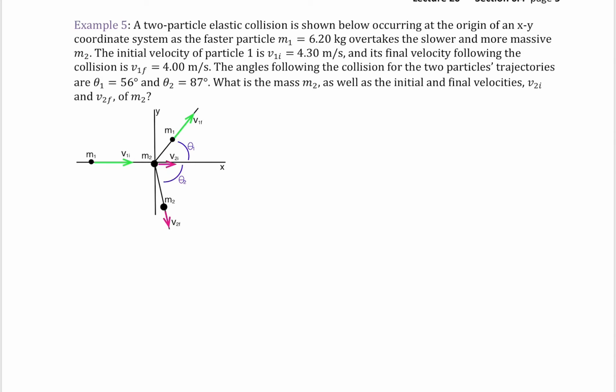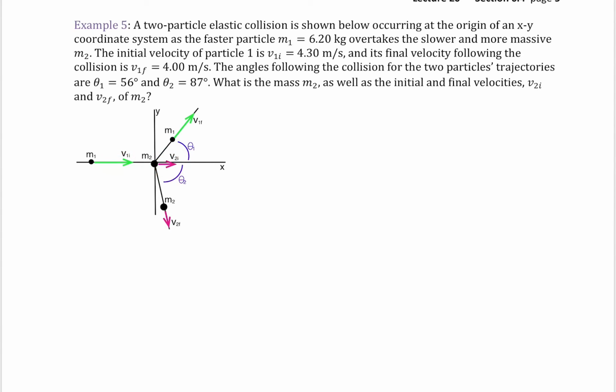All right, so a two-particle elastic collision is shown below, occurring at the origin of the XY coordinate system. So the collision takes place right there. We know that mass 1 is 6.2 kilograms, and it overtakes the slower and more massive M2 because essentially they're both moving in the same direction initially, as shown by the green and pink arrows.